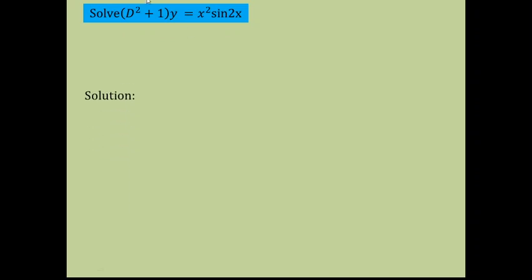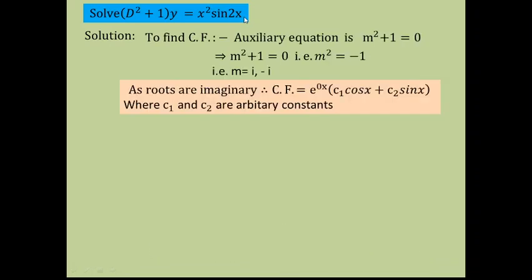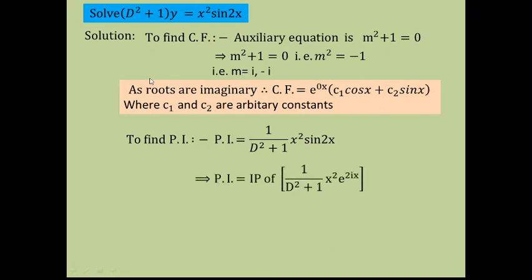Solve D square plus 1 operating on y equal to x square sin 2x. So what we have here? We will quickly find out the complementary function. We are very much familiar with this process. Now let's find out the particular integral. As I am having x raised to n where the value of n is greater than 1, we shall apply case number 6, and here we have the sin ax function. The value of a is 2.